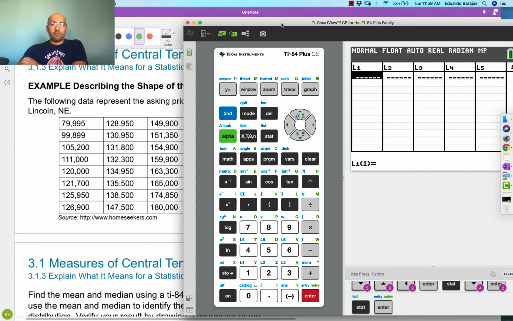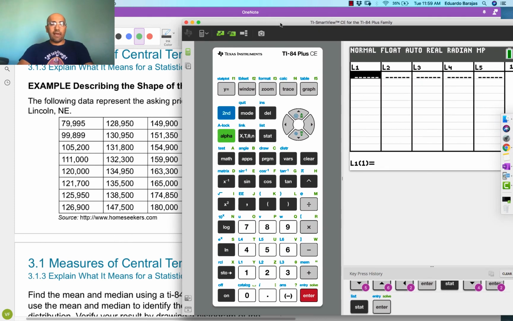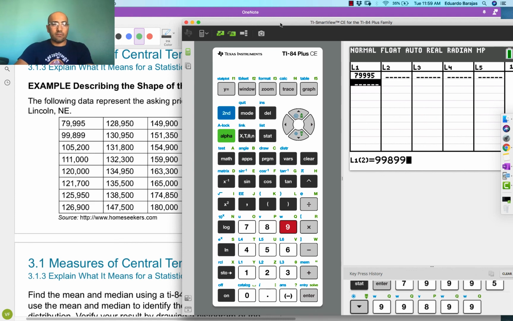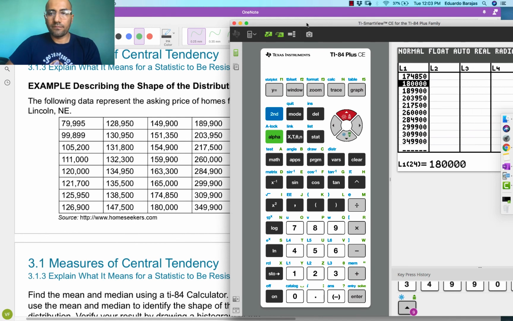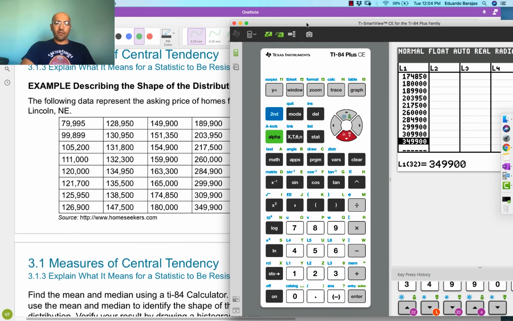So let's type in some of these numbers, and we want to put all of it in one big happy list. So 79,995 is one of them. 99,899 is another one. 105,200 is another one. 111. And finally, $349,900. Okay, so that's the hardest part, putting them all in there. It's tedious. You got to be real careful typing them all in. One big long list in here.